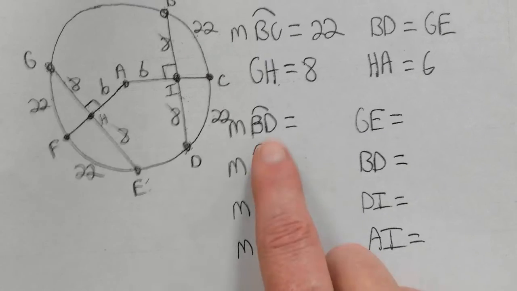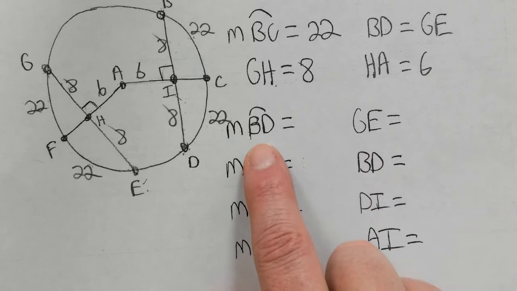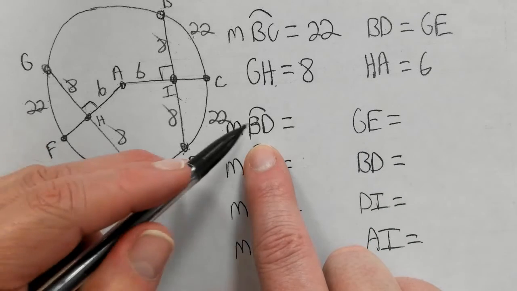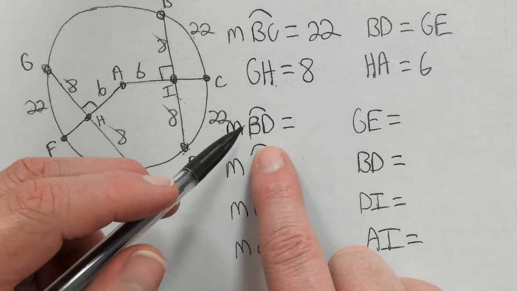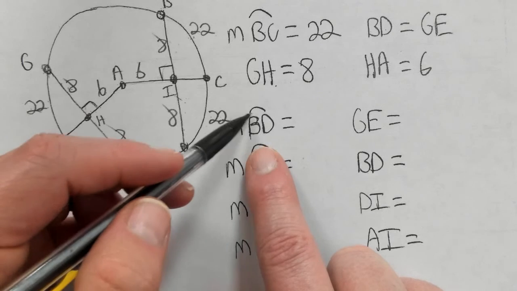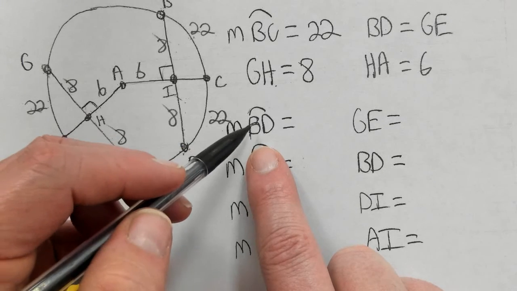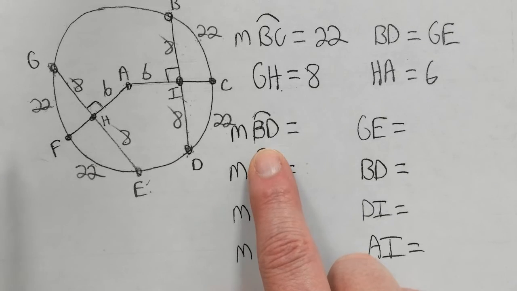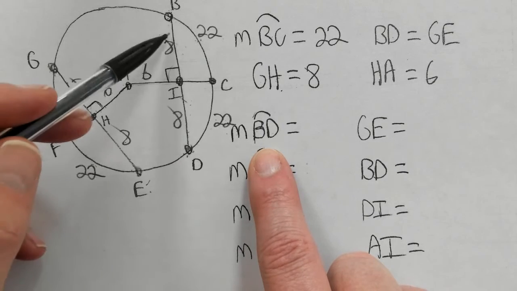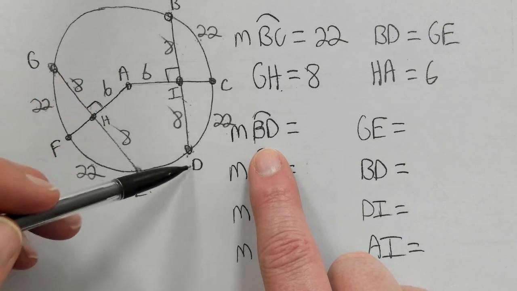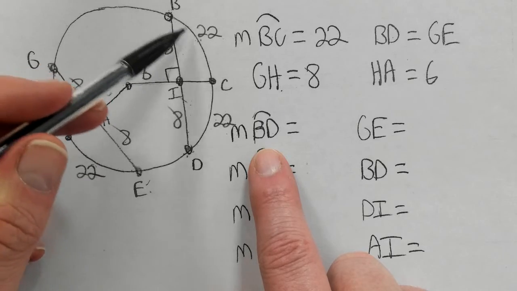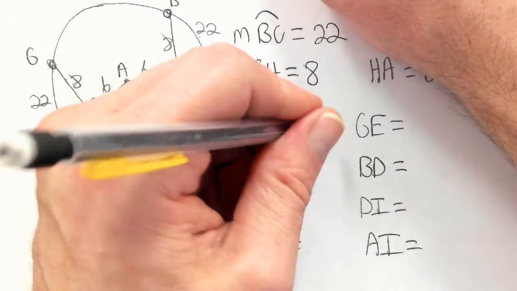And so from here now, we should be able to just look and see what the answers to all these questions are. So what's the measure? And remember, get your notation correct. This is an arc. What's the measure of arc BD? So where is BD? BD is from here to here. What's the measure of that arc? Well, it would be 22 plus 22, which is 44.